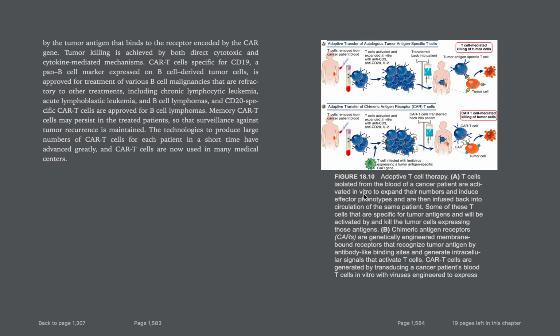Tumor killing is achieved by both direct cytotoxic and cytokine-mediated mechanisms. CAR T cells specific for CD19, a pan B cell marker expressed on B cell-derived tumor cells, are approved for treatment of B cell malignancies that are refractory to other treatment, including chronic lymphocytic leukemia, acute lymphoblastic leukemia, and B cell lymphomas. And CD20-specific CAR cells are approved for B cell lymphomas.